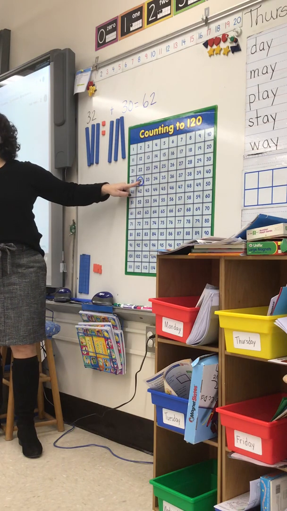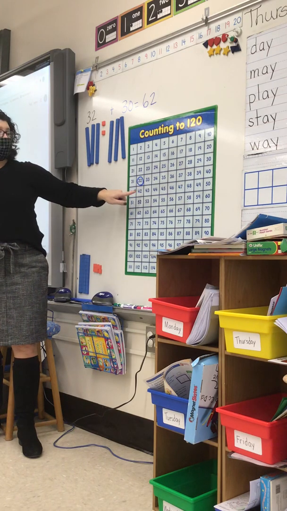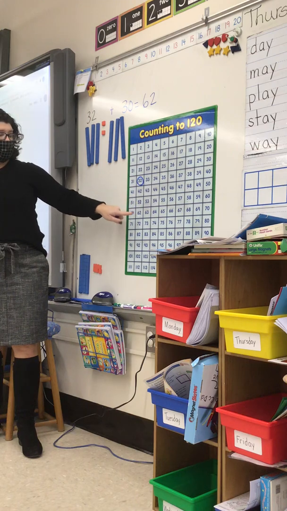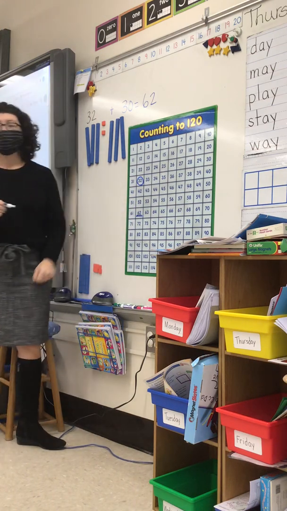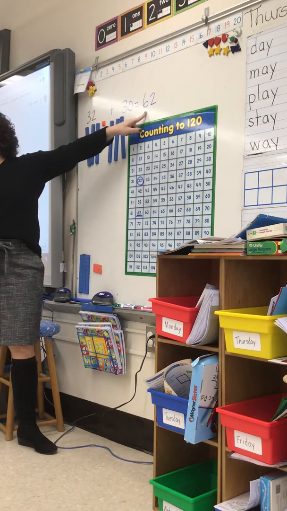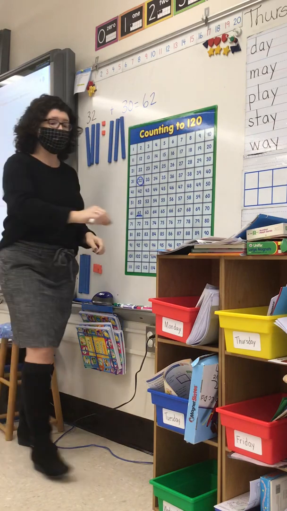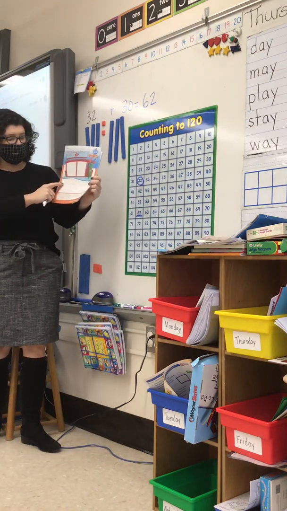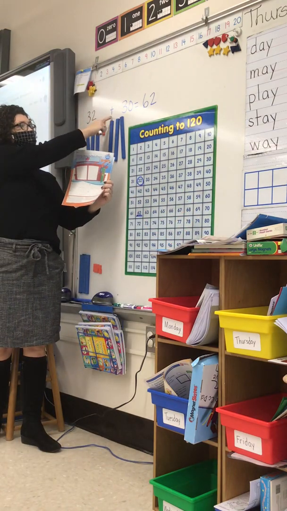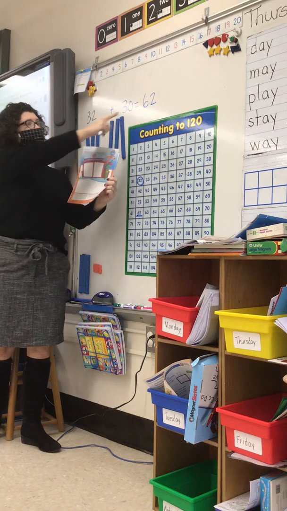Ready? Finger on 32, and let's go down. 10, 20, 30. What did I land on? And what did you land on? 62. Same thing, right? Yeah. Good. On your paper for number 1, I want you to write 32 plus 30 equals 62.